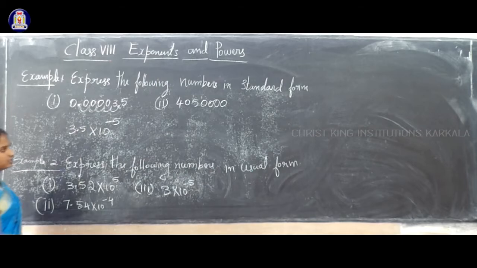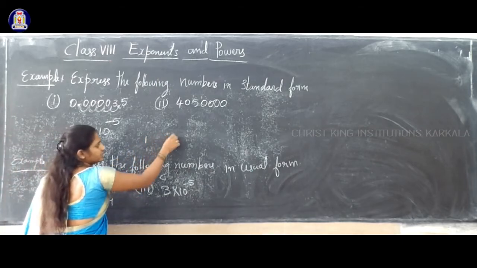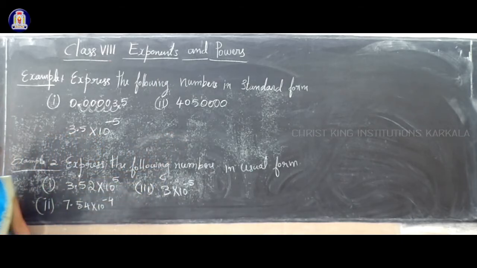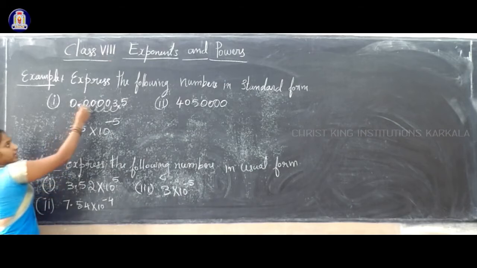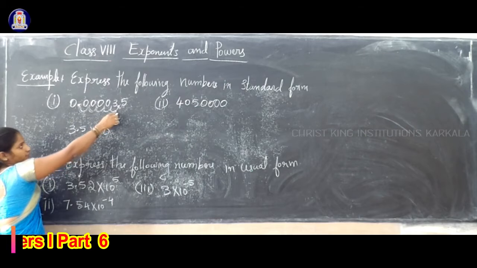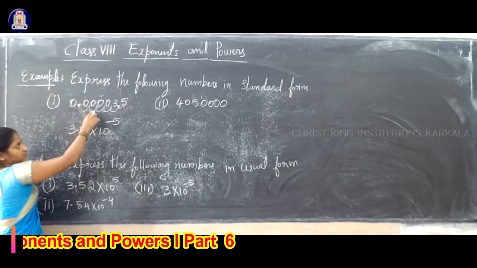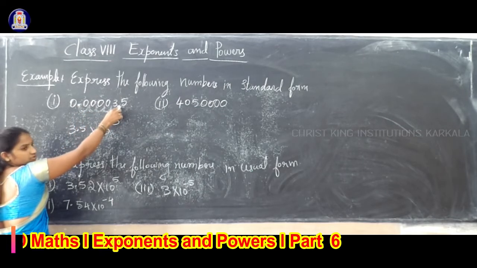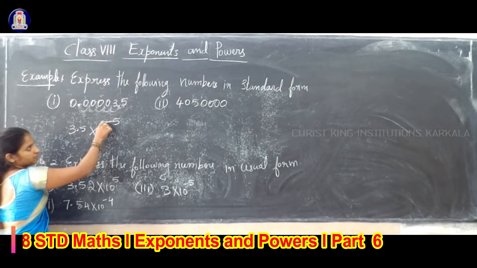The standard form means you write a decimal number in between 1 and 10. So that means you write the decimal point here, 3.5. Clear? From there it is one step, second, third, fourth, fifth. It is the fifth place. Correct? So that is 10 power minus 5.